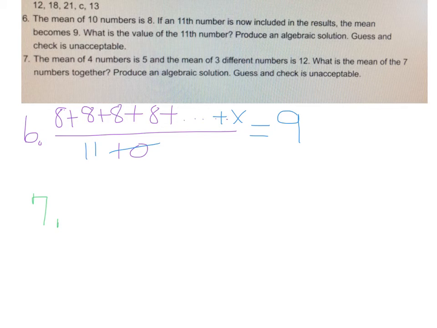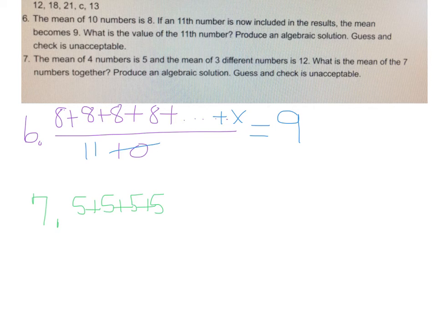For number 7, it's the same sort of idea. If we have the mean of 4 numbers and it's 5, and then the mean of 3 different numbers is 12, then you could assume that those 4 numbers are all 5. You're going to get the same result.